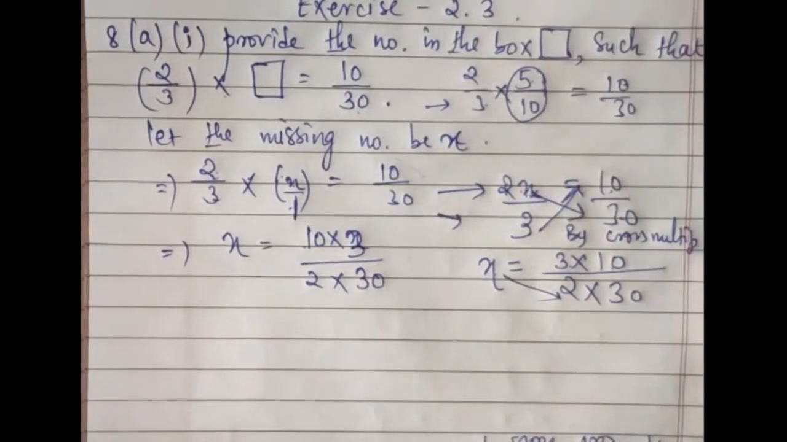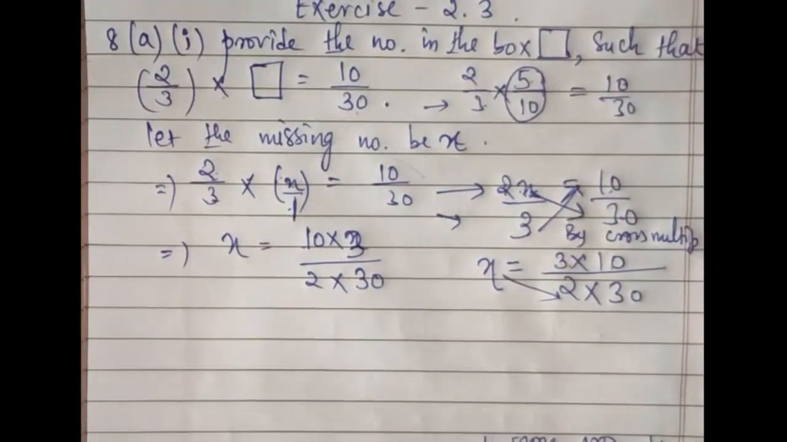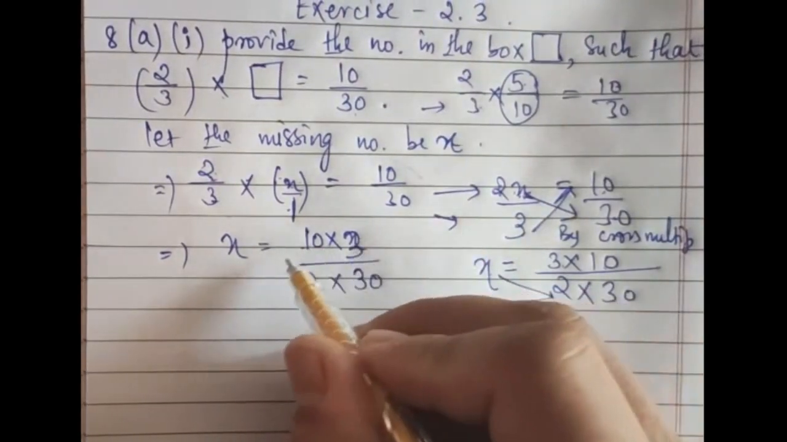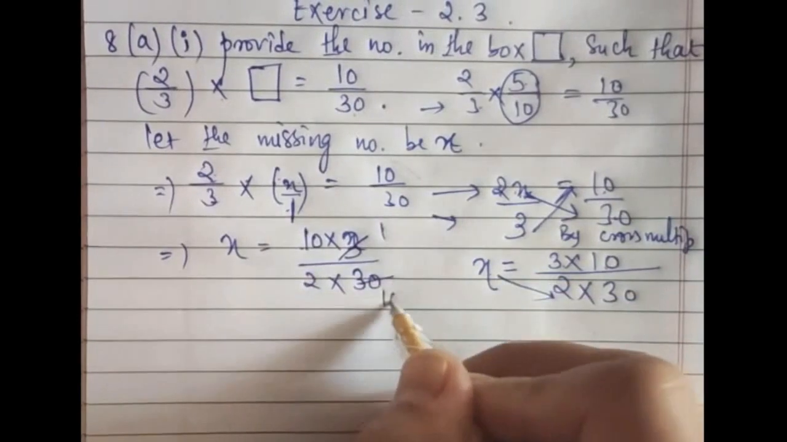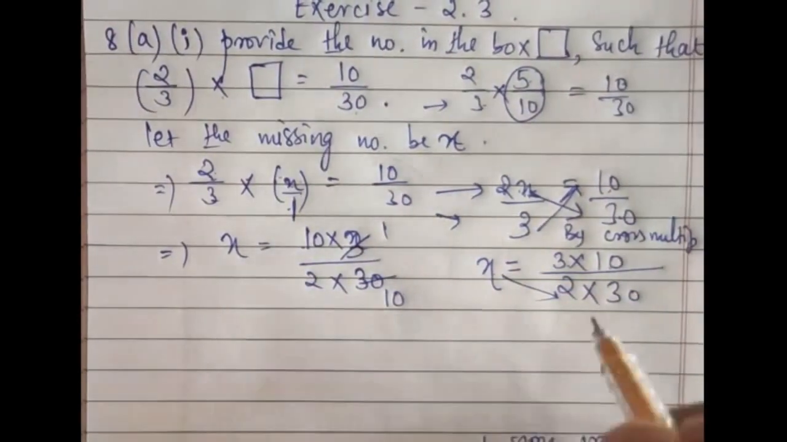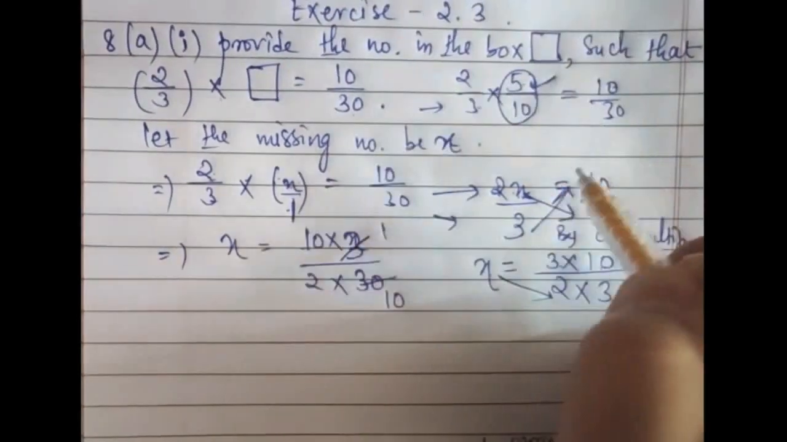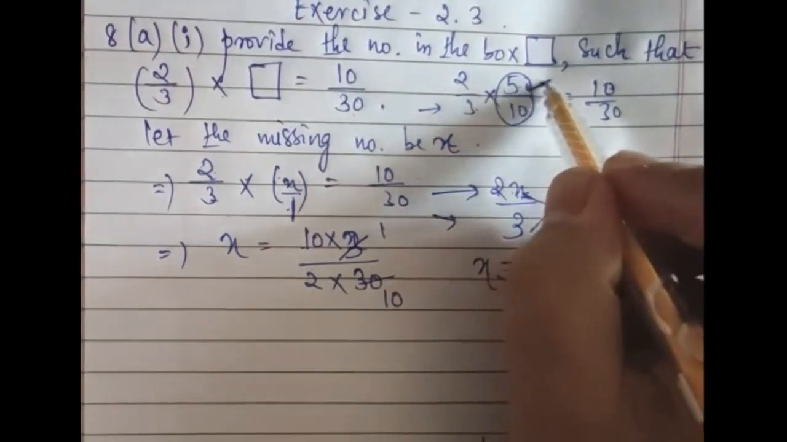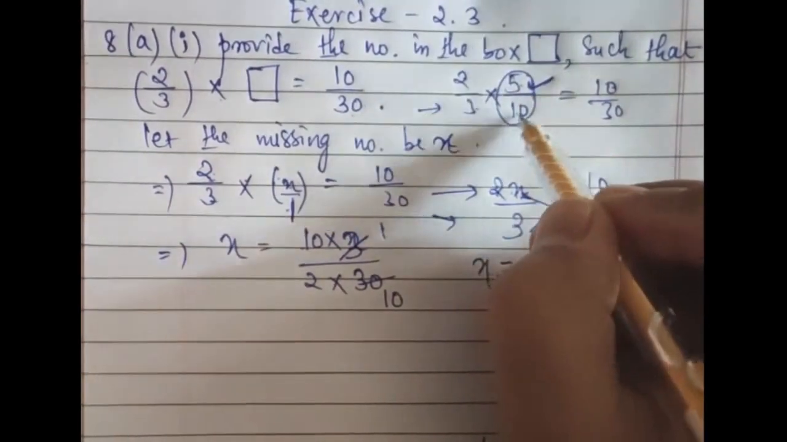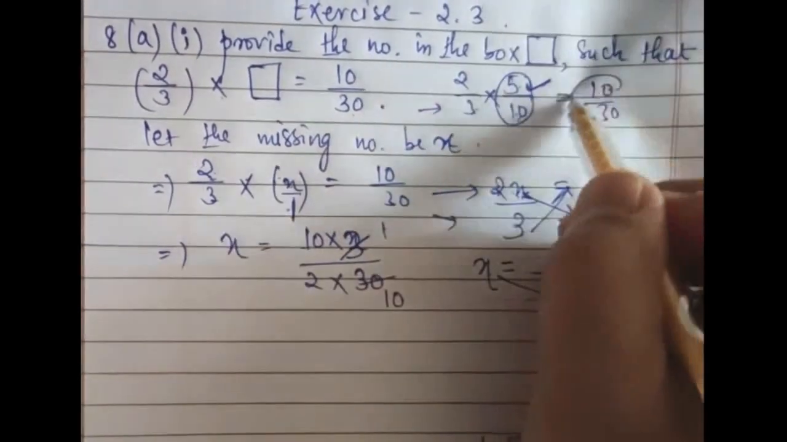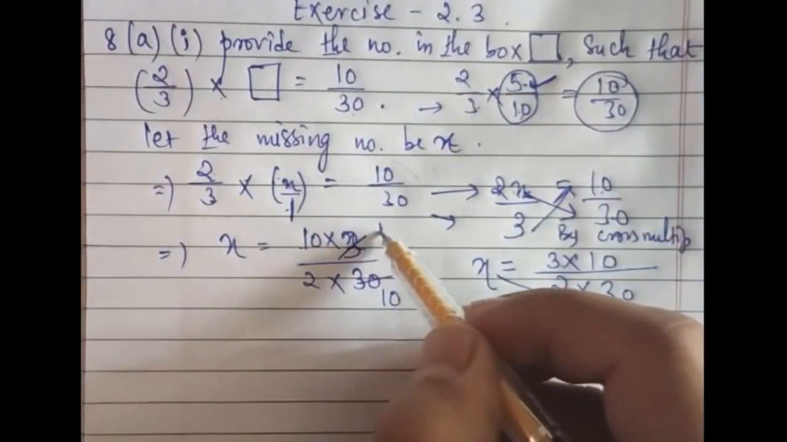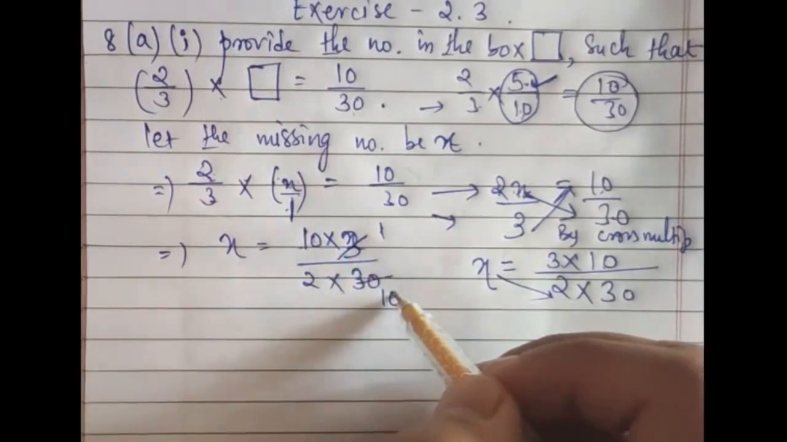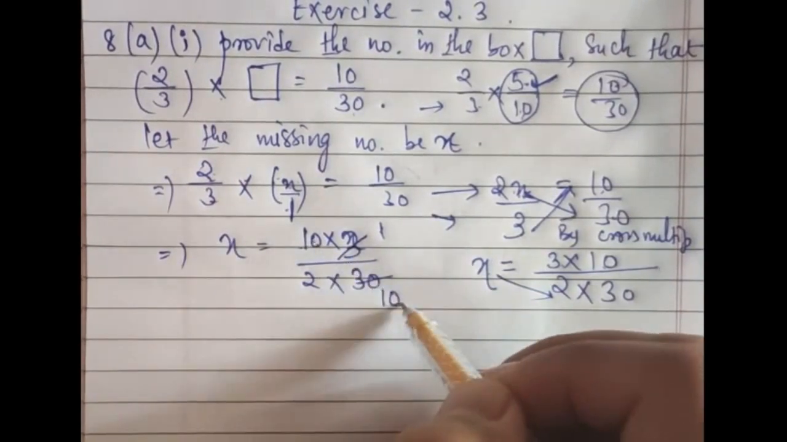Okay, so now next what we can do, 3 1s are 3, 3 10s are 30. Just remember one thing, that you have to get 5 by 10. We can cancel this also, but not now, because we have to get 10 by 30, right? So 5 by 10 we have to get. So 3 10s are 30. Do not cut this 10 here, because we have to get 5 by 10.